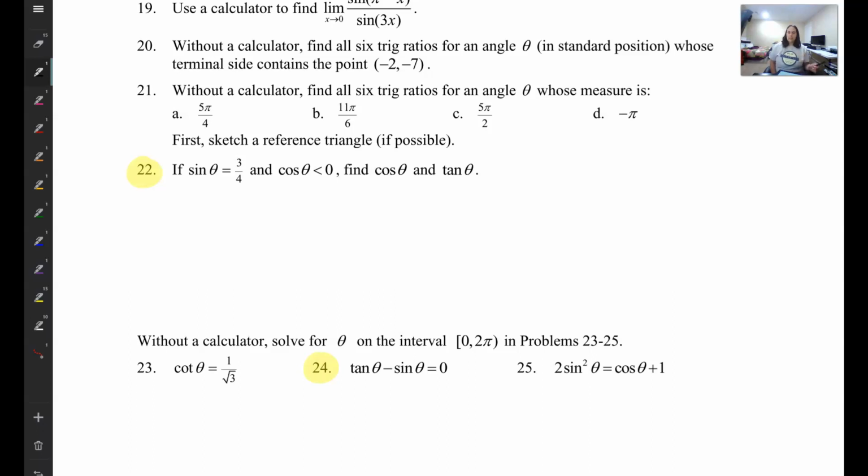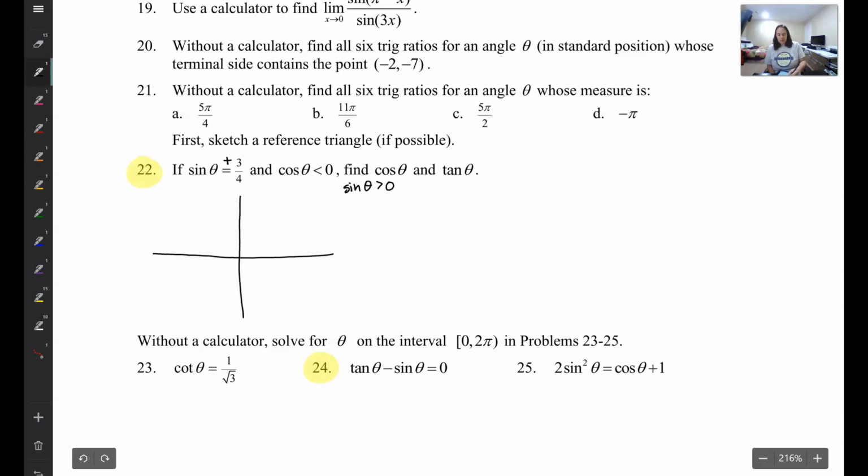Hey guys, last two homework problems I'm going to do, 22 and 24. So in 22, we have two hints, two pieces of information. First, it tells me sine of theta equals 3/4. The first thing I want to know about, that's a positive number. So I want where sine of theta is positive, greater than 0, and cosine of theta is negative, or less than 0. That's what those instructions say.